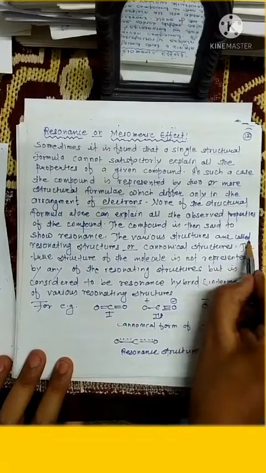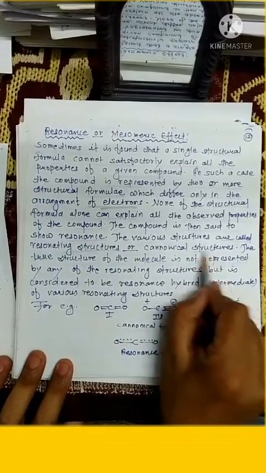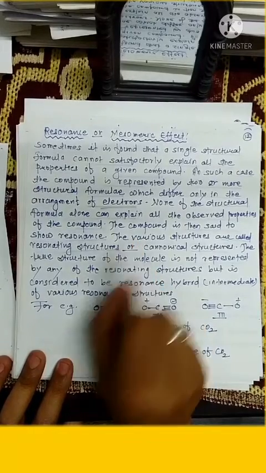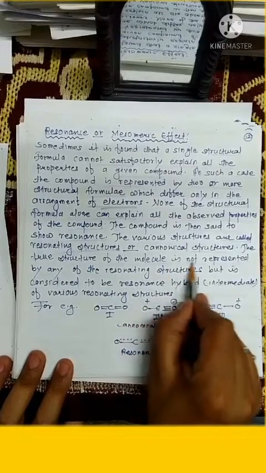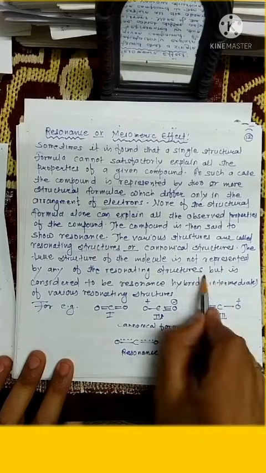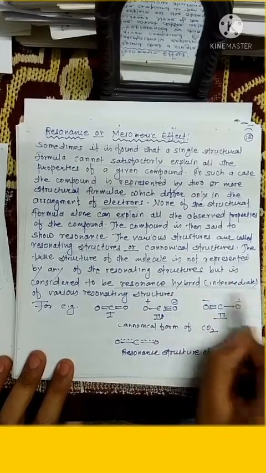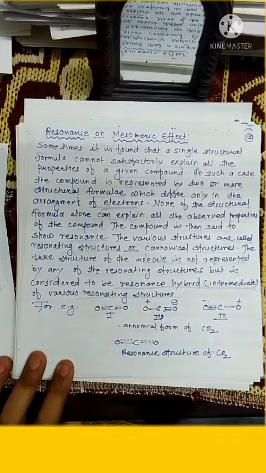The various structures are called resonating structures or canonical structures. This statement is generally asked as a 1 mark question in the exam. The true structure of a molecule is not represented by any of the resonating structures, but it is considered to be a resonance hybrid, that is, an intermediate of the various resonating structures.